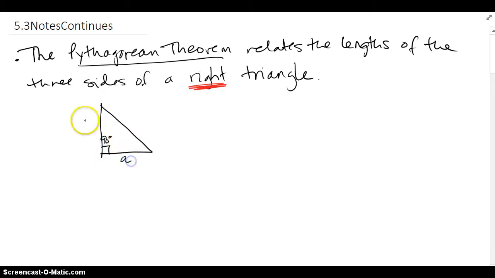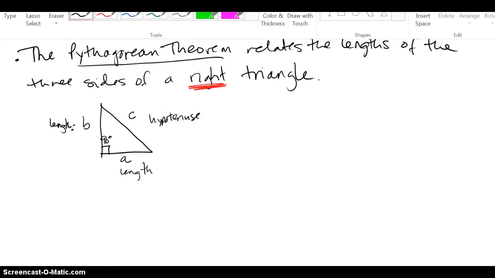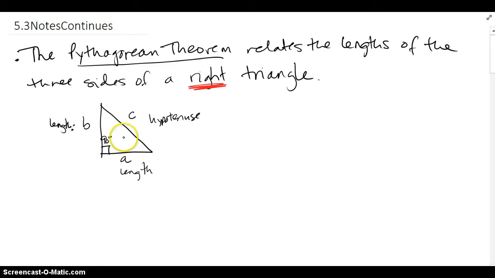If the sides are called A and B, and let's say C, this is the length of one of the sides, this is the length of the other side, and I have the C, which is actually known as the hypotenuse of the triangle. So C is always the one to pay attention to, because C is going to be the one across the 90-degree angle. We need to know that A and B can be interchanged, they're just the two lengths, and C is always the longest side across the 90-degree angle.